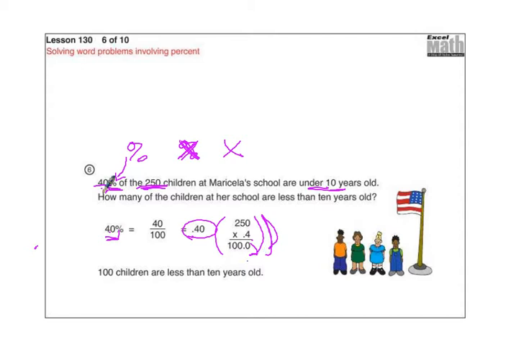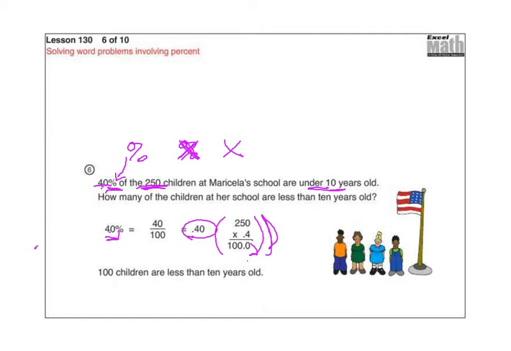Now, does that answer make sense? If 40% of them are under 10 and there's 250 kids, 40% is a little bit less than 50%, which is half. What's half of 250? 125. Good, there we go. Some fourth graders know this. 125. So is 100 a little bit less than 125? That's the answer, it makes sense. Like 40% is a little bit less than 50%, or half.